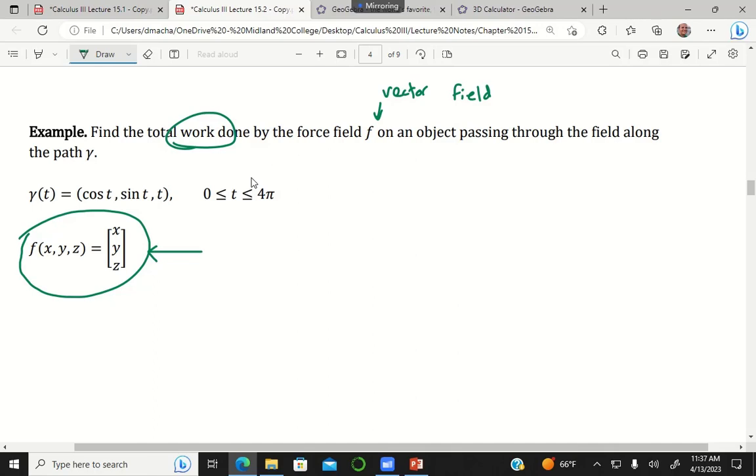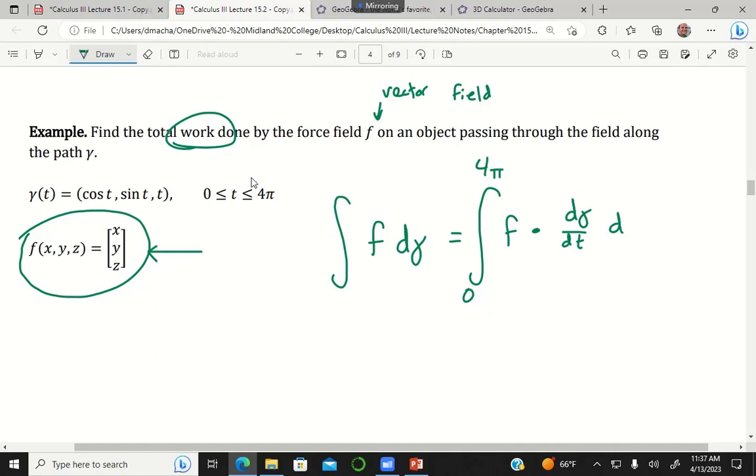And again, we only care about the force that's in the same direction as the movement of the object whenever we talk about calculating work. This is a perfect application for a path integral over a vector field. So if I calculate the integral of my force field dot d gamma, this is the integral from 0 to 4 pi of my force vector field dot product with the derivative of gamma with respect to t. Both of those are 3-entry vectors, and then dt.